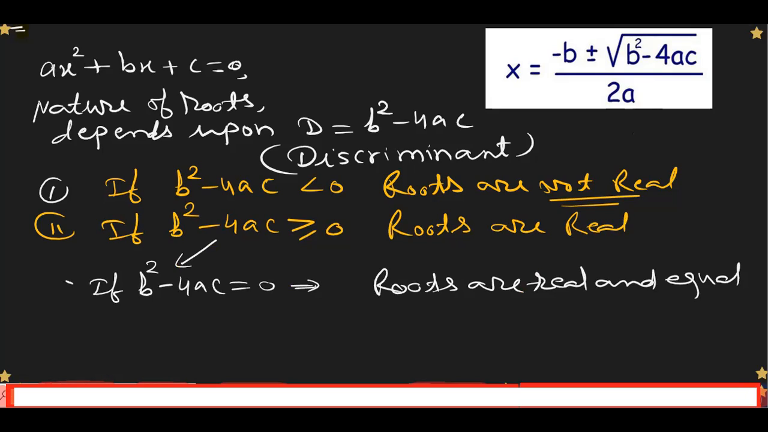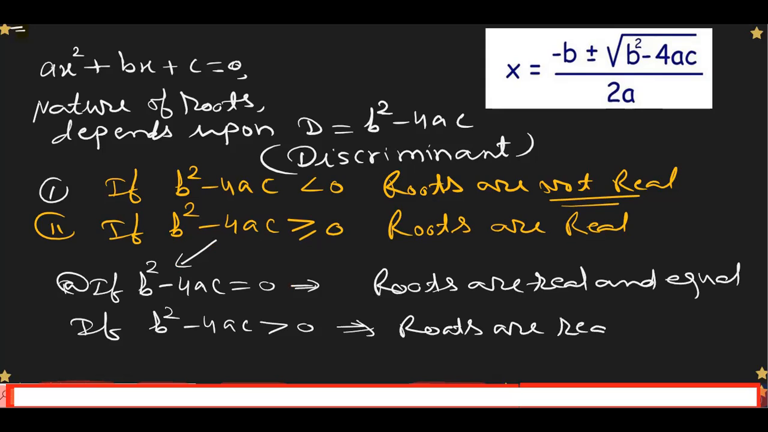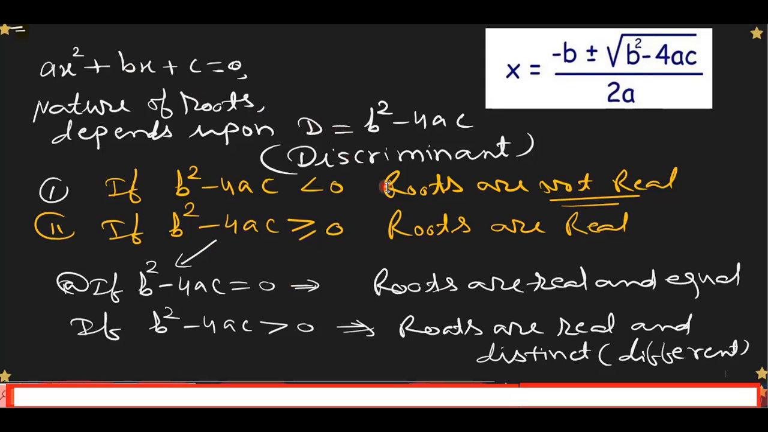And number 2, if b square minus 4ac is greater than 0, then roots will be real and distinct. Distinct means different. So here are the nature of the roots.